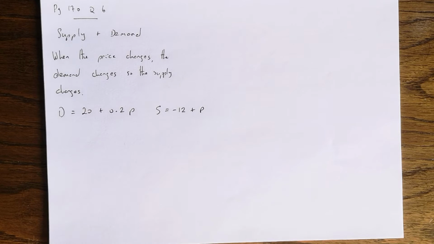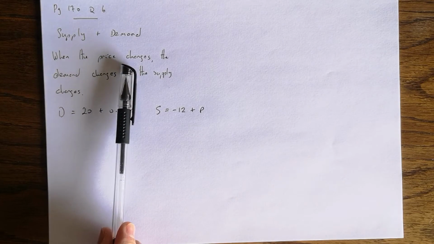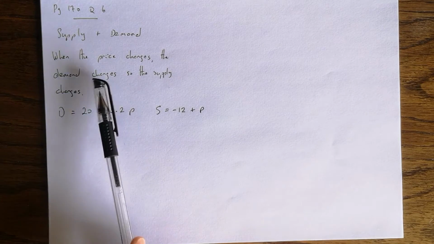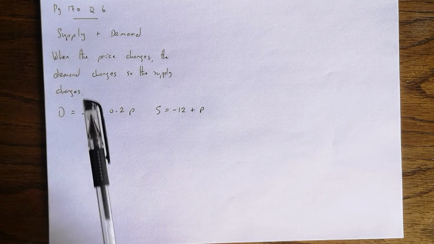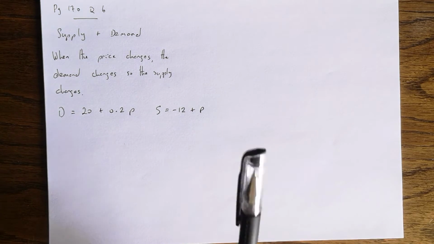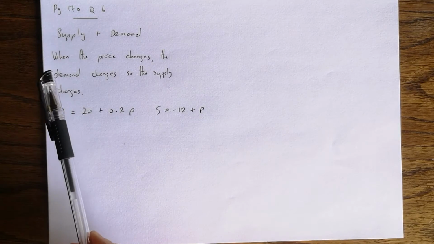Okay, so question 6 on page 170. This question is all about supply and demand, for anyone who does economics. It says that if you think about some kind of product, when the price of the product changes, then the demand will change. So if the price goes up, the demand, the amount that people will want it, will go down. But if the price goes down, then the demand will go up.